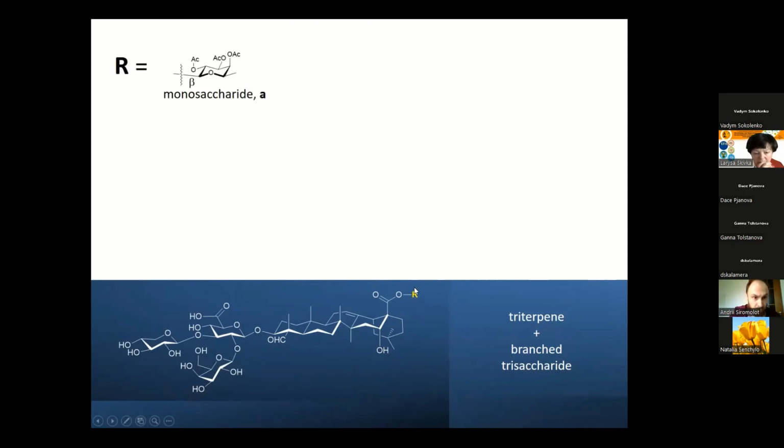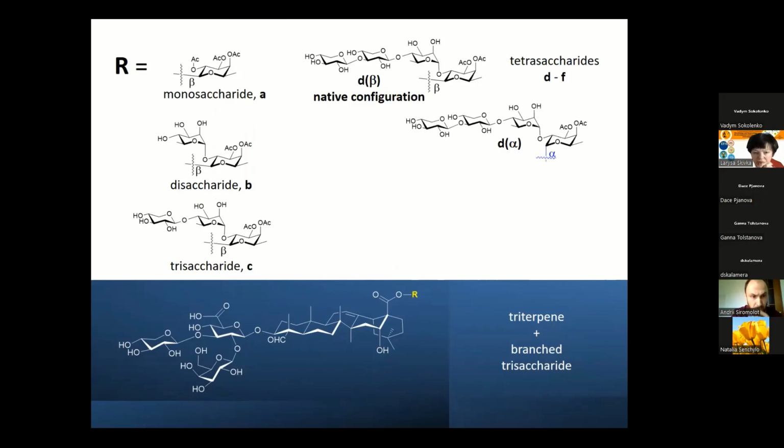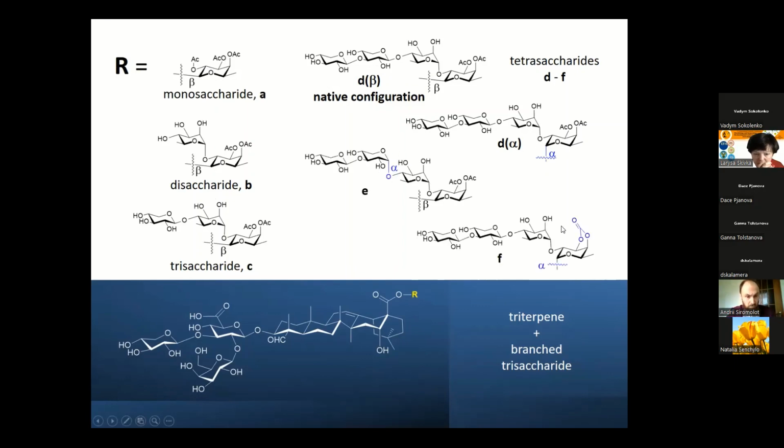For this R group, we attached just fucose and got a monosaccharide, fucose and rhamnose and got a disaccharide, a trisaccharide, and a tetrasaccharide with native configuration, exactly the same as in natural QS21, and different tetrasaccharides with non-native configuration, so a non-natural configuration on this side, or with the carbonate ester on this side.